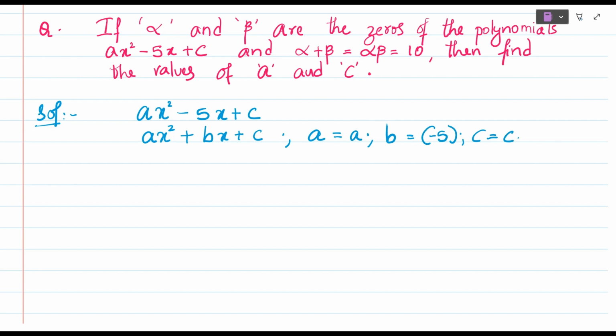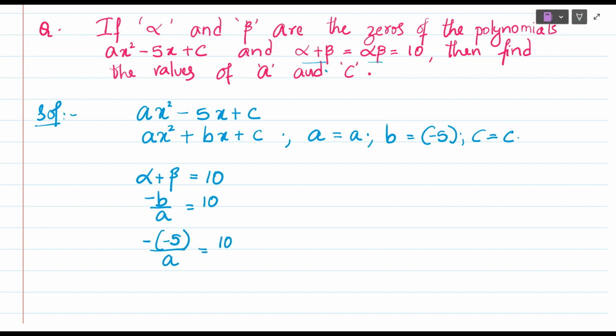Sum of the zeros and the product of the zeros is equal to 10, they have given. So, they have given alpha plus beta is equal to 10. We know that alpha plus beta is equal to minus b by a, that is equal to 10. What is the value of b, students? Formula minus is there. Minus minus 5 by a, that is equal to 10.